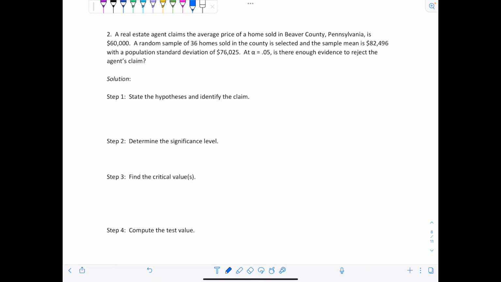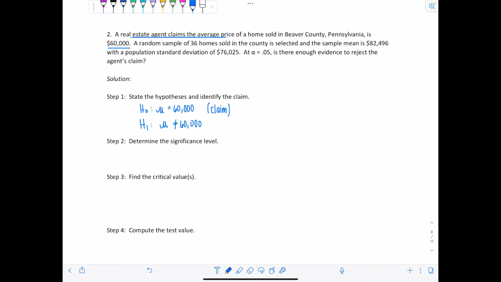All right, so state the hypotheses and identify the claim. It's pretty clear. They say it in the first sentence. The real estate agent claims that the average price is $60,000. So H naught is going to be that mu equals 60,000. That's the claim. And the alternative is just that it's not 60,000. We're not interested in one direction or another.